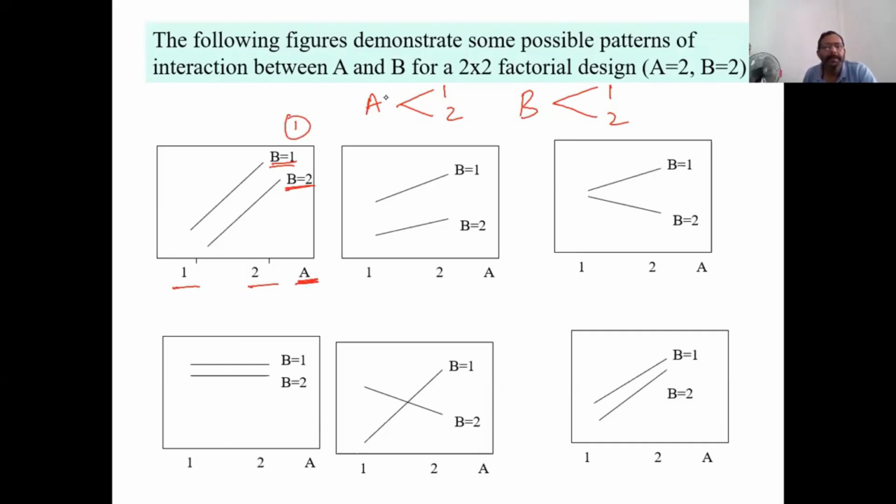Anyone? This is the response on the y-axis, right? The response mean could be the average yield. Tell me, is there an interaction in the first one?